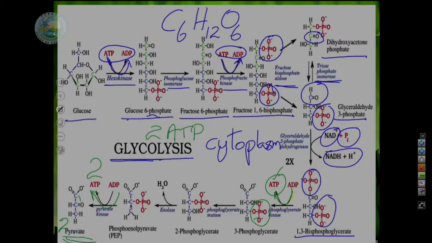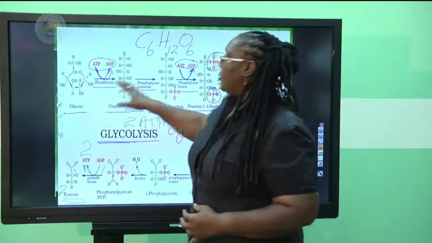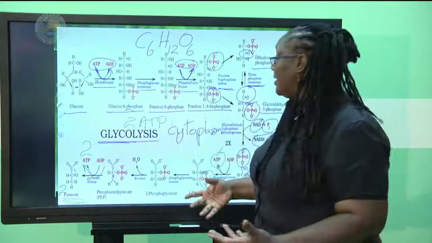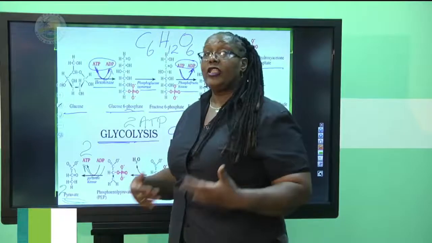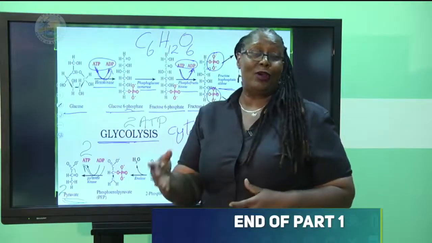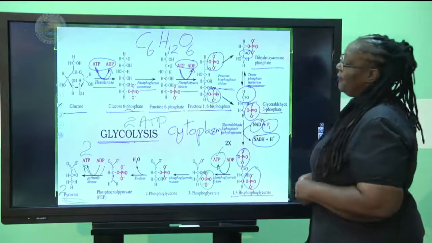So why was this process important? We had to break the glucose apart. We had to phosphorylate the glucose to get the energy to get it more activated. We had to break it apart to eventually form pyruvate, which is the molecule that will go towards getting into the mitochondria to continue the process. So this process was very necessary.